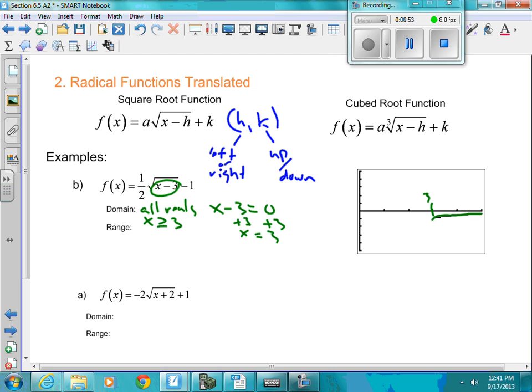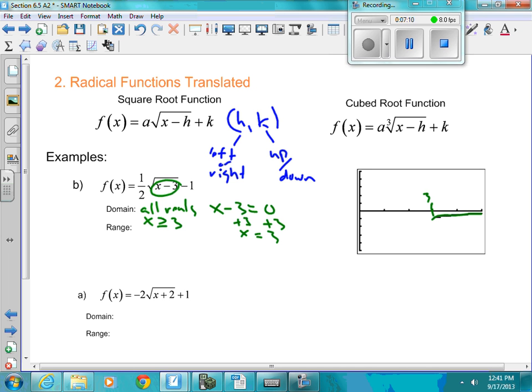If our graph was facing the other way, then we'd have less than or equal to 3. And that might happen if you did the opposite of X. If X was negative, that would reflect it over the vertical line X equals 3. But we're still facing right, so that's what's going to happen with the domain here.